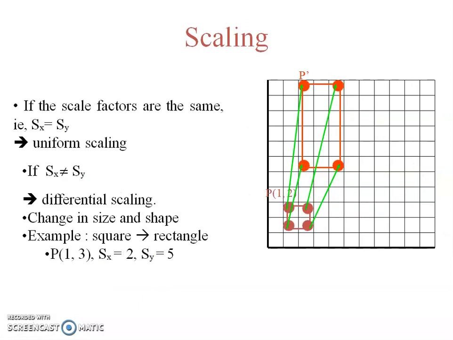If the scaling factors are the same, Sx is equal to Sy, then that is uniform scaling. If Sx is not equal to Sy, the scaling factors are different, then that is differential scaling, which changes size and shape. For example, here a square is converted to a rectangle. Here we are using P as 1, 3 and scaling factors Sx 2 and Sy 5. Then the output object will be placed at the point 2 and 15, this point.